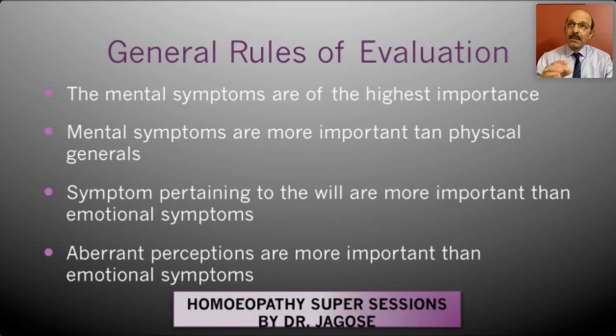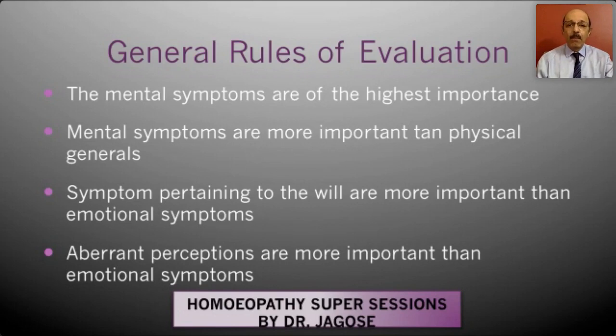That means the mental symptoms, as I told you, are divided into will, emotion, intellect, and subconscious. Between will and emotion, you have aberrations of perception. So this is the order: will, most important, emotion, intellect, and subconscious. So 1, 2, 3, 4, in this particular order you have to go. So symptoms pertaining to the will, if they are characteristic, will be taken first. Then symptoms pertaining to the emotion, if characteristic, will be taken second. And so on. So the mental symptoms are of highest importance.